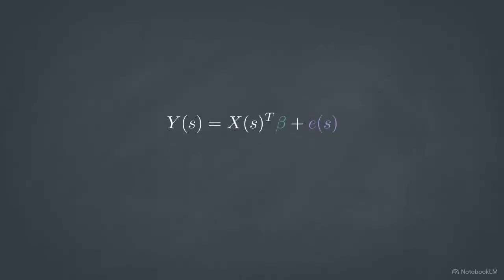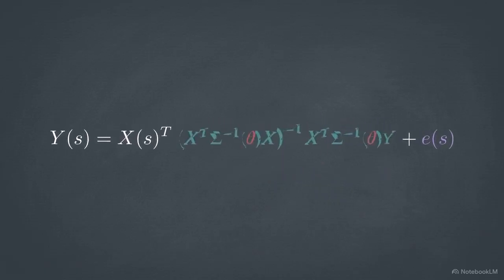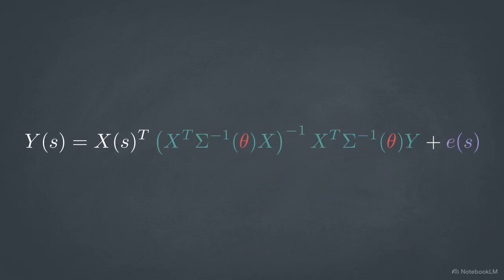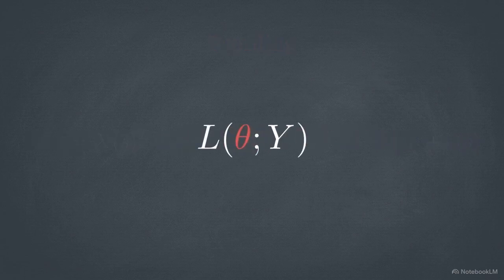We begin with the foundational spatial linear model. Here, the variable y of s is the sum of the fixed effects, beta, and a zero-mean Gaussian error process, e of s. While beta represents the parameters for our observable covariates, theta represents the covariance parameters that govern the error process. In standard maximum likelihood, we eliminate beta from the problem by substituting it with its generalized least squares estimator. This is called profiling. It results in the profile log likelihood function, which allows us to focus entirely on estimating the covariance parameters, theta.